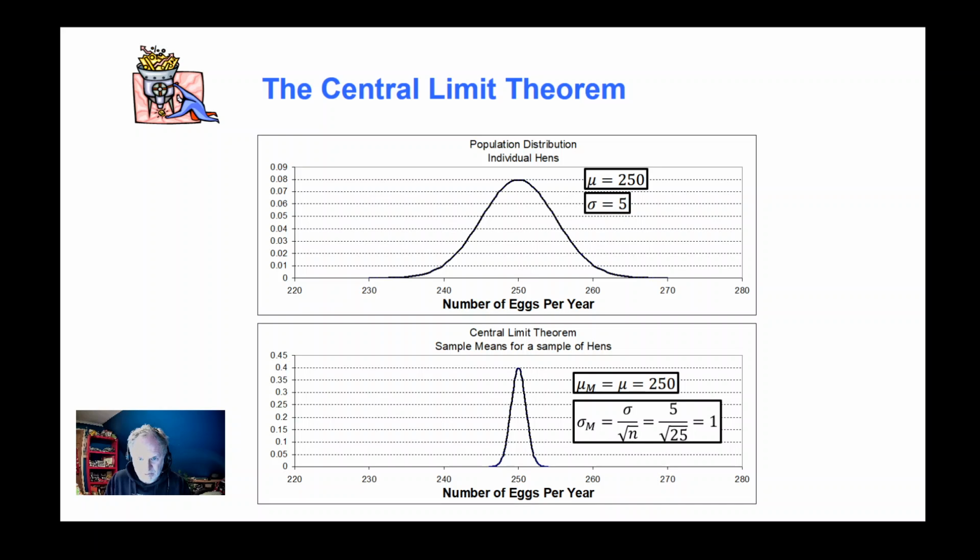Okay, just to review, this is the distribution of individual hens. Population mean of 250, population standard deviation of 5. This is the distribution of sample means through application of the central limit theorem. The mean or expected value for the distribution of sample means, mu m, is equal to 250, the population mean from the individual hens. The standard error, or the standard deviation for that distribution of sample means, is equal to sigma, the population standard deviation, over the square root of n, my sample size, which in this case is 5 over the square root of 25. If you can get this theorem, you're in great shape for the rest of this course.